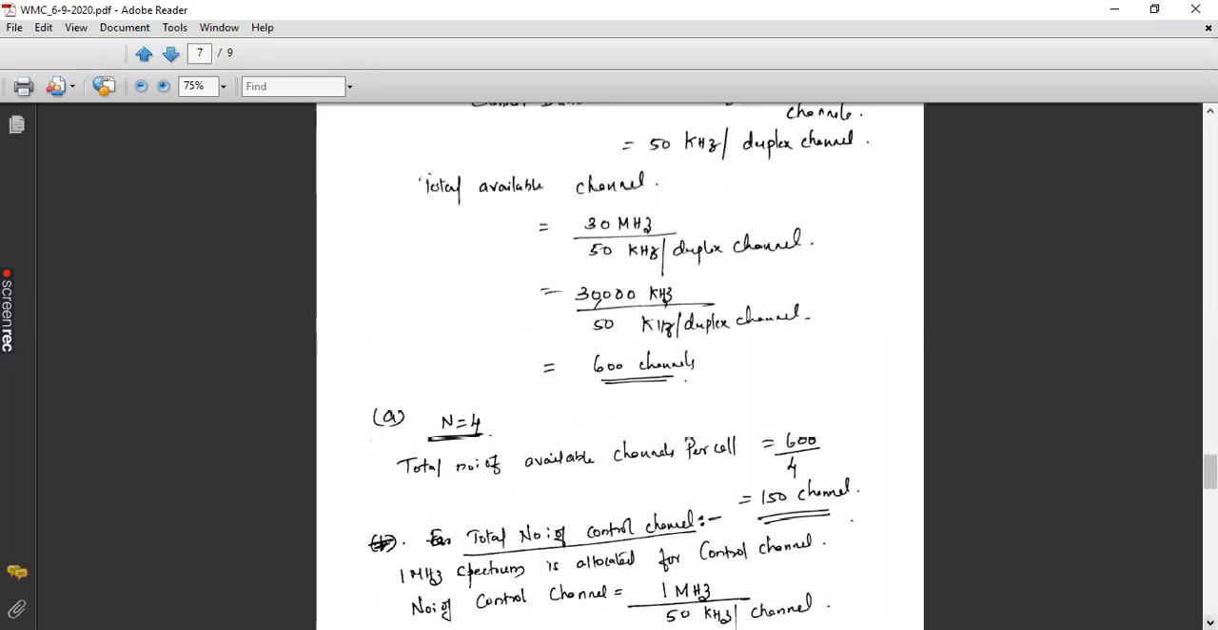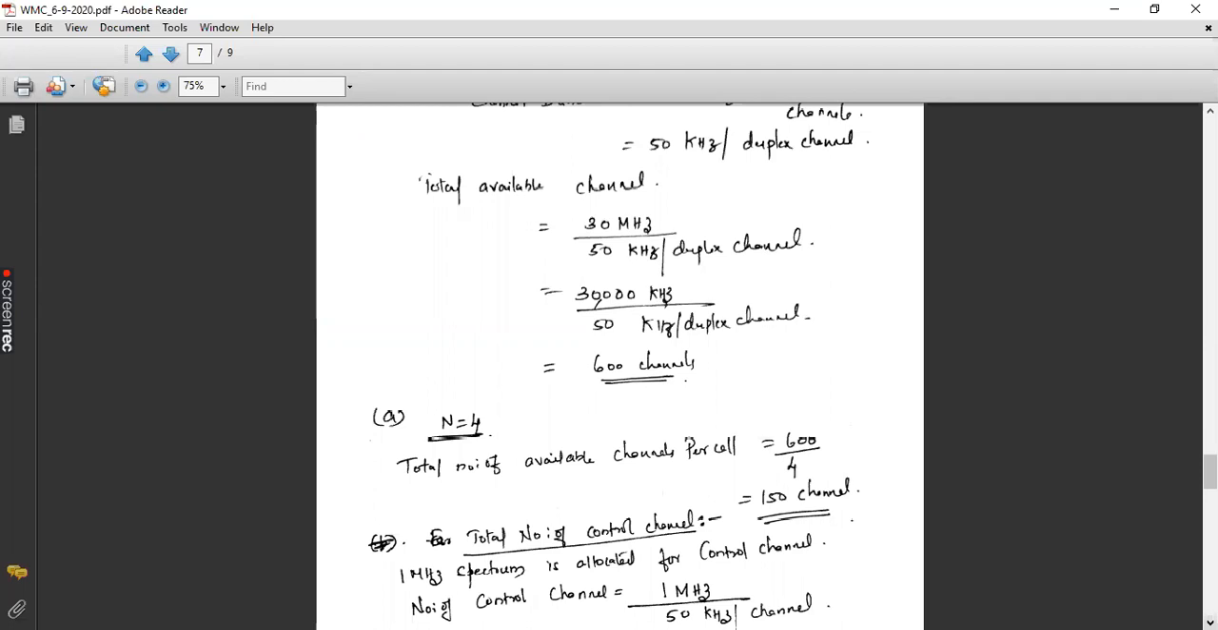Altogether, we are having 600 channels. So for each cell, the resources will be equally distributed. So what we have to do is divide 600 by 4. So we are going to allocate 150 channels to each cell of the given system. 150 channels will be the total number of channels allocated to each cell of this particular cluster.